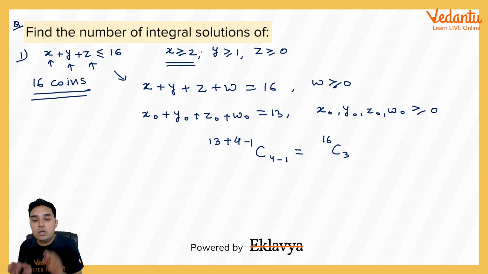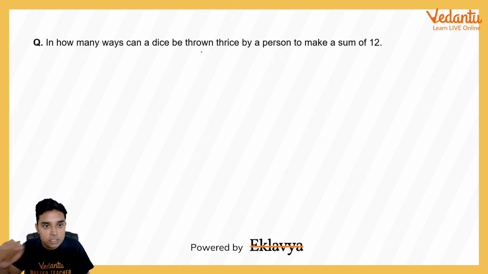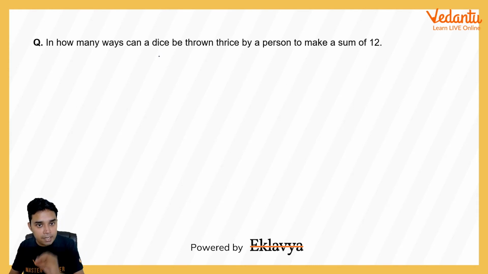So I have tried to include many things here, but there is one more thing that is to be taken care of, and that I will take into this question. Please see what this is. This question says, in how many ways can a dice be thrown thrice by a person to make a sum of 12?